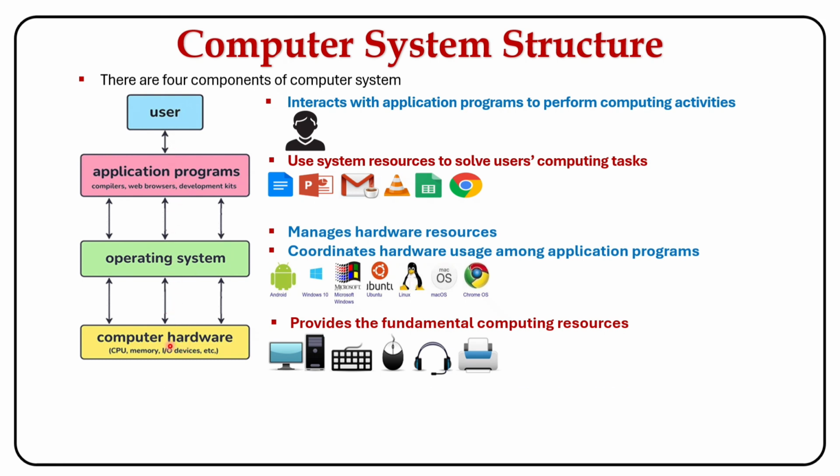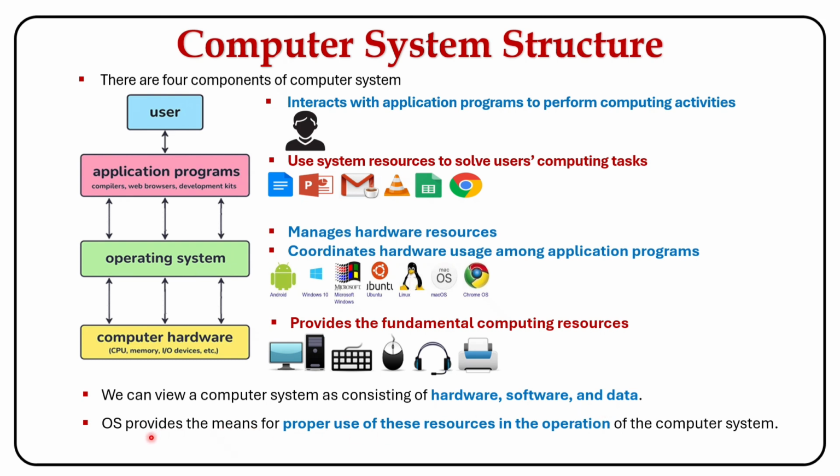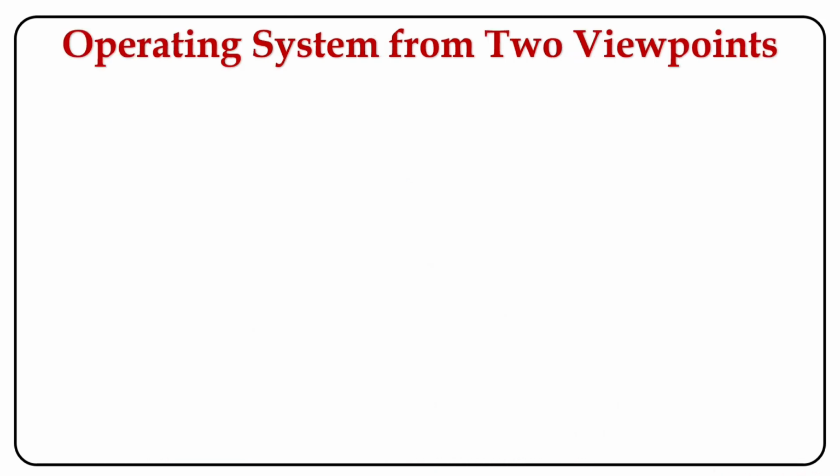We can view a computer system as consisting of hardware, software, and data. OS provides a means for proper use of these resources in the operation of the computer system. It simply provides an environment within which other programs can do useful work. Now let's learn about operating system from two viewpoints.